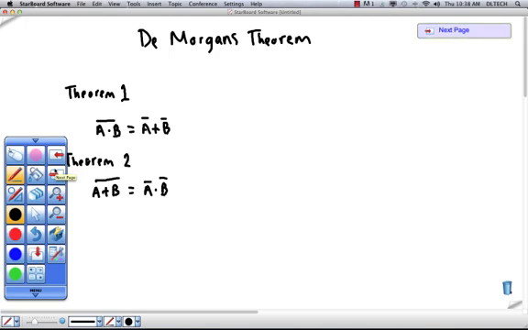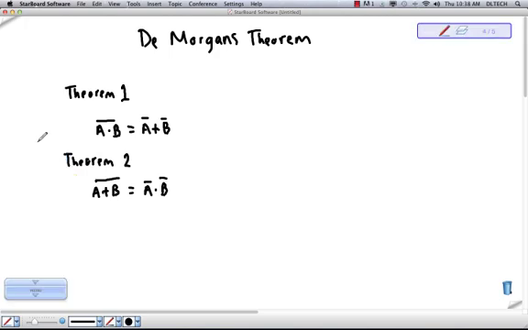And finally, we have DeMorgan's theorem. Theorem 1 is A and B not is equal to not A or not B. And in theorem 2, we have A or B not is equal to not A and not B.